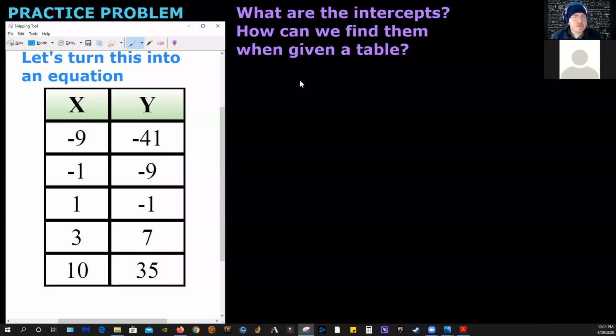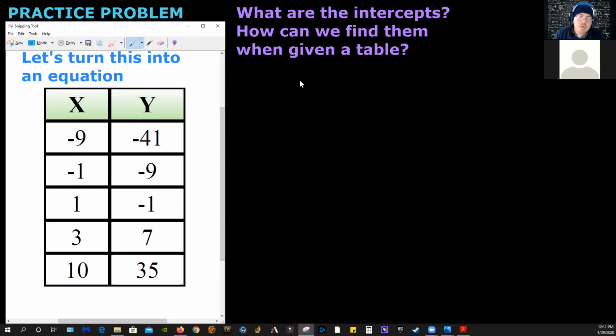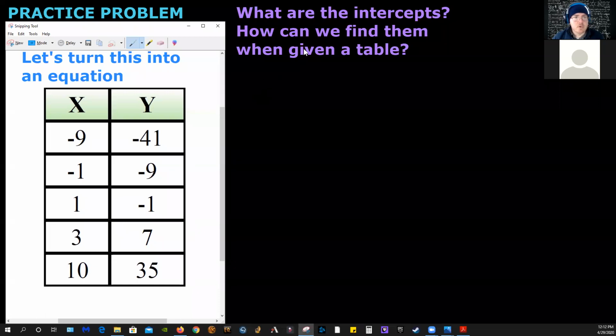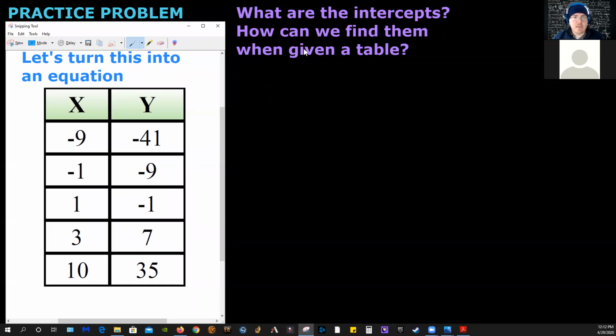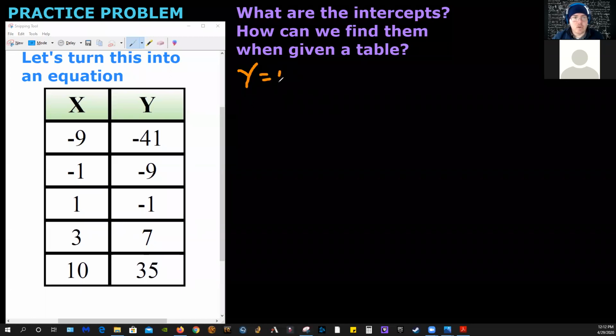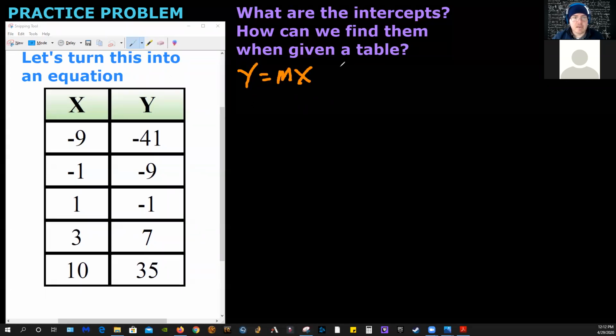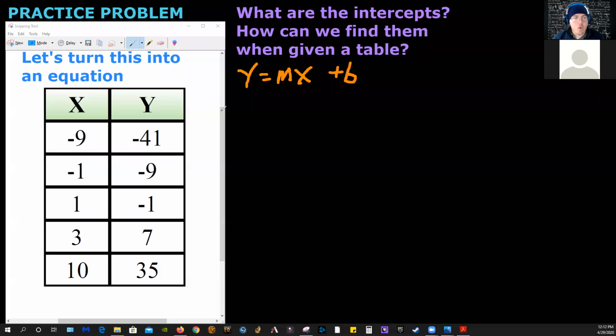So if we can turn this into an equation first, and then we can figure out what the y-intercept is, and then we can put in a 0 in the right place and figure out what the x-intercept is, that's the plan. So we want to fill in the equation y equals mx plus b. We've got a bunch of x's, we've got a bunch of y's, but we don't have the slope yet. So let's go ahead and figure out the slope real quick.